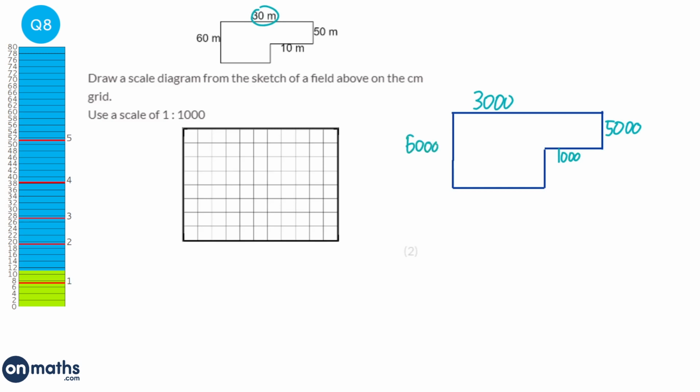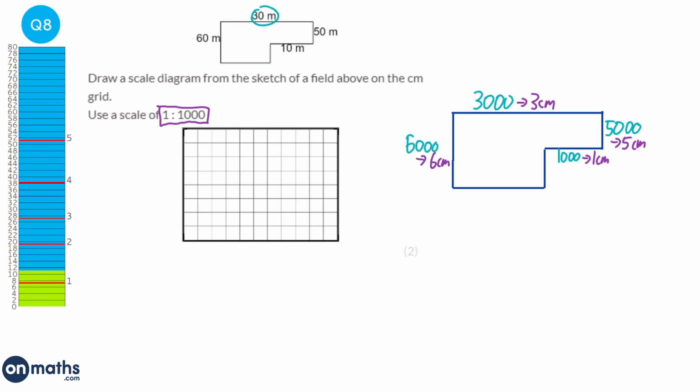And then I'm going to look at this scale here. Now this says that 1,000 in real life is 1 on our scale drawing. So this is just going to be 3,000 divided by 1,000, which is 3 centimetres. This is going to be 5 centimetres, 1 centimetre, and 6 centimetres.